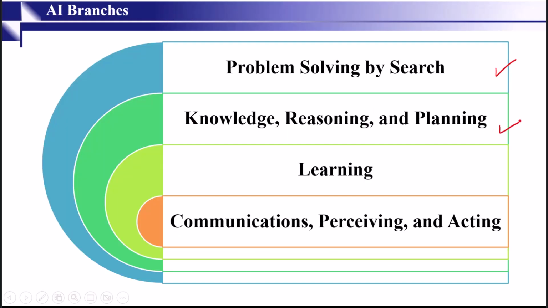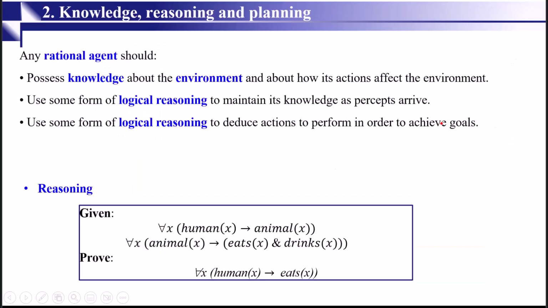The second one is knowledge, reasoning, and planning. In AI, knowledge, reasoning, and planning play a crucial role in enabling agents to make informed decisions. A rational agent must have knowledge about the environment and also its actions' effects, using logical reasoning in order to maintain and update knowledge as new information arrives, and also deduce actions that will help achieve its goals.